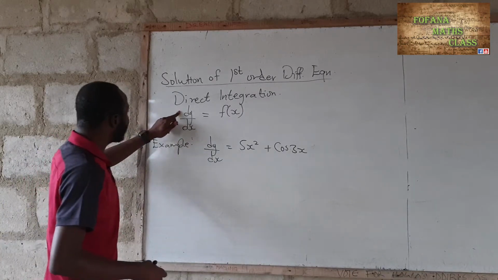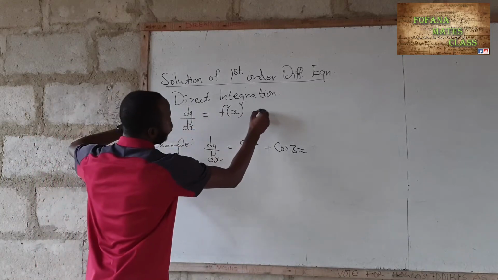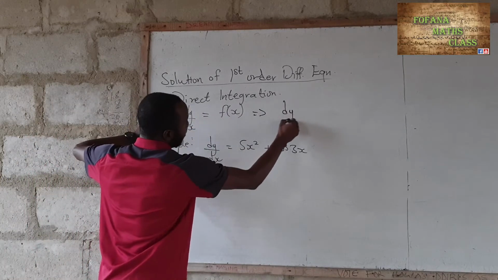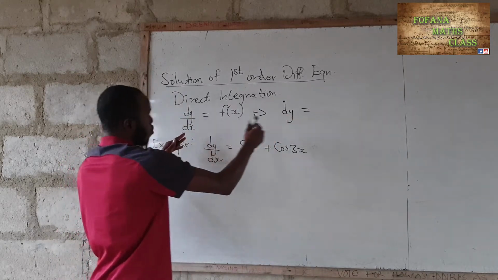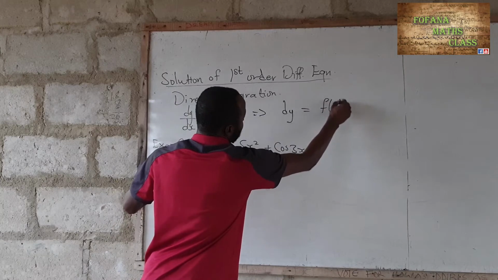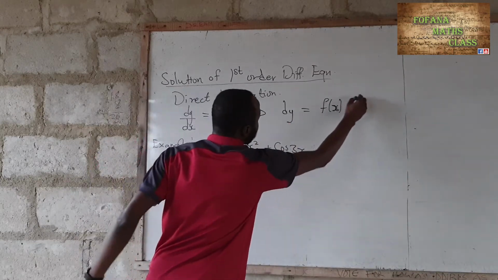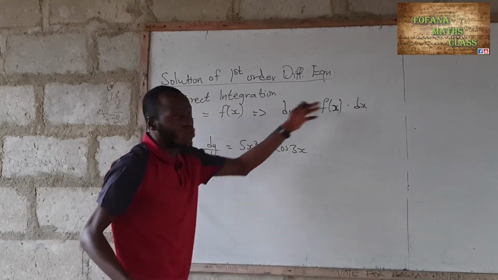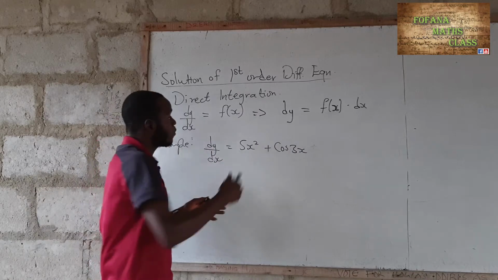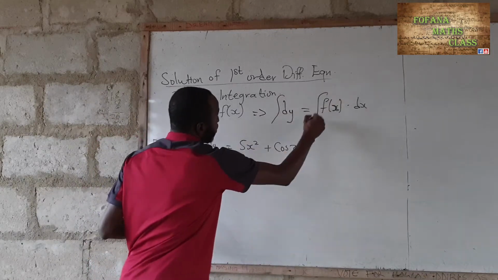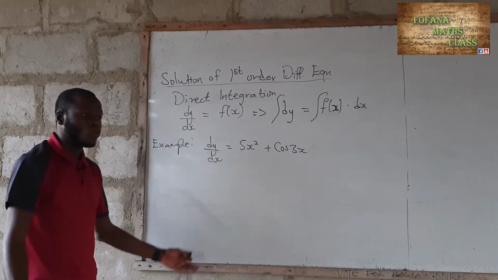Here we have the independent variable dx and then f of x. So what you'll be doing is to just make them the subjects: the dependent variable dy on one side, and the function f of x times dx on the other side. When we make them subjects, it is more or less like separating the variables. Now the next thing is to directly integrate both sides of the equation. Then after integrating, you have your solution.